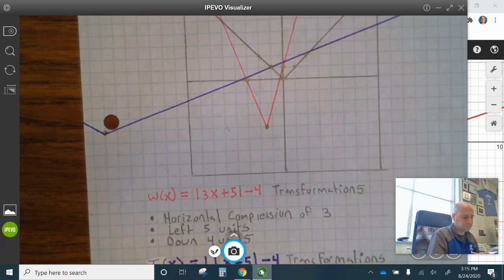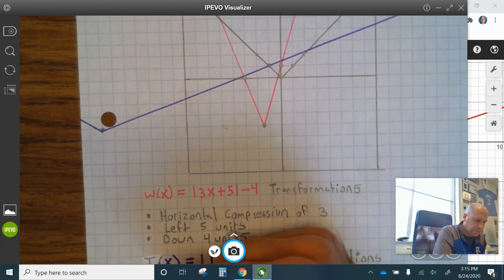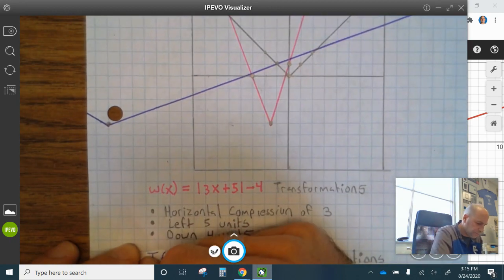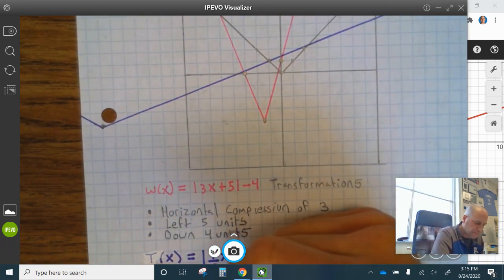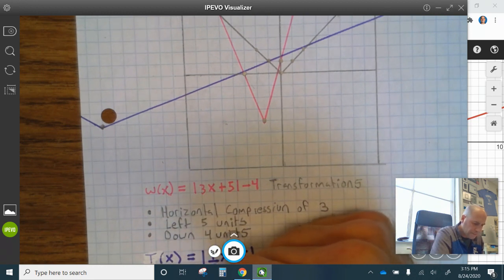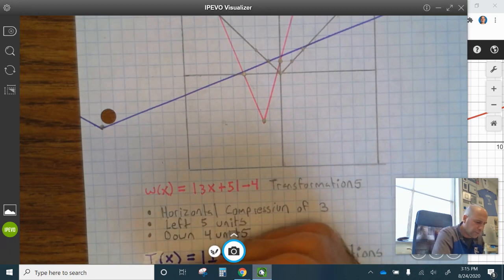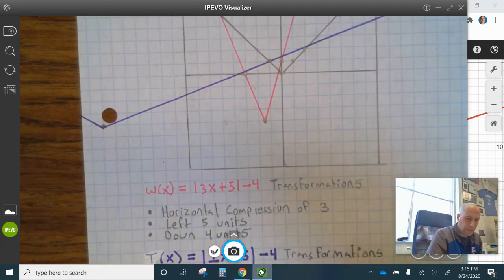And then it is to the right. Oh no, I'm sorry, left 5 units. And down 4 units. Okay, and that's a terribly written 5.